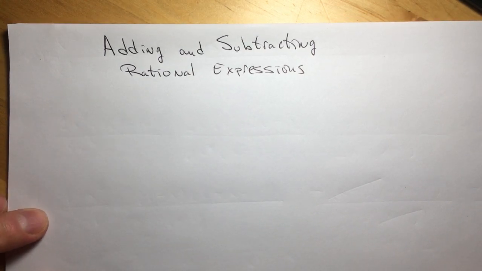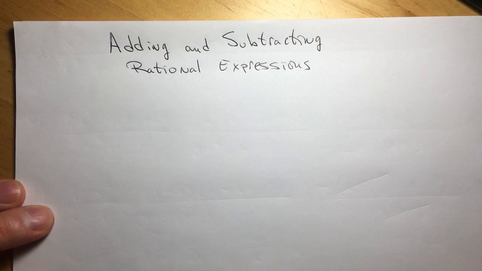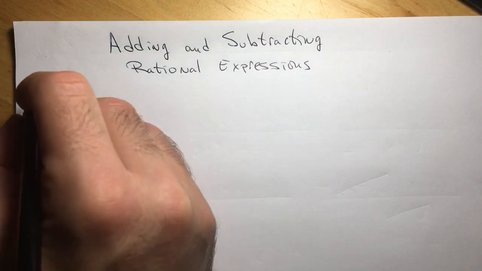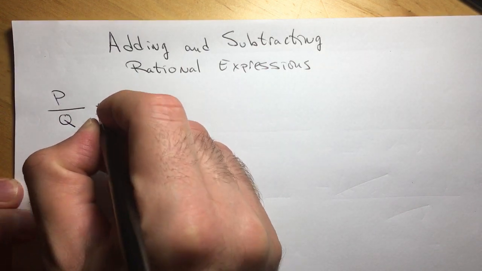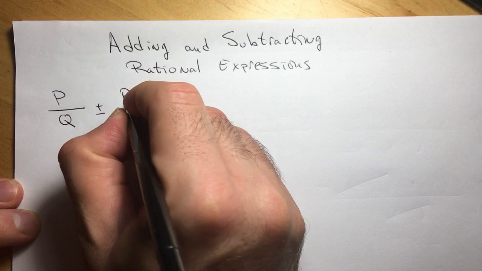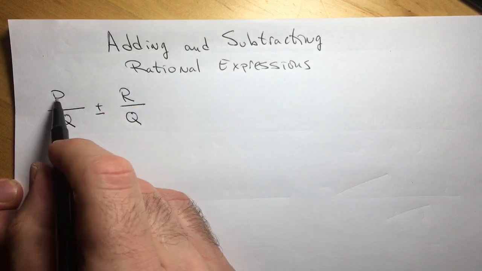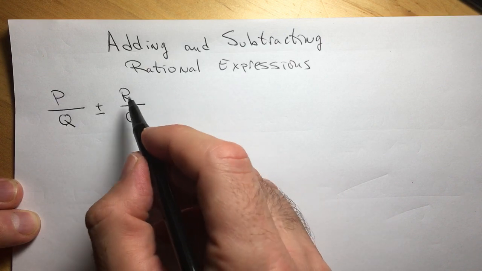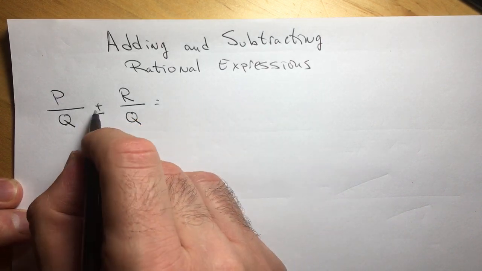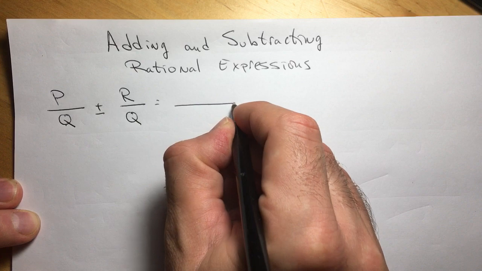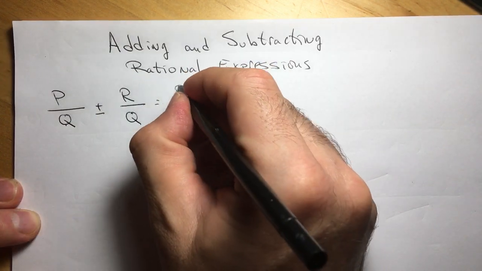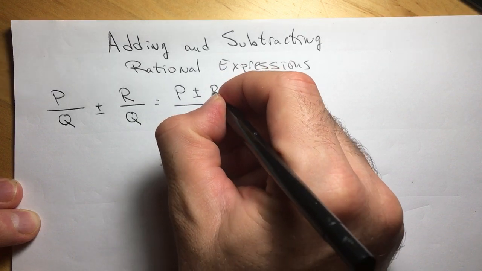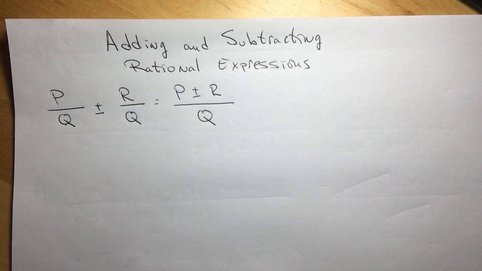Okay, in this video we will talk about adding and subtracting rational expressions. We can add or subtract rational expressions as long as they have the same denominator, right? So p over q plus or minus r over q, this addition or subtraction can be performed because the denominator is the same. And here I have p plus or minus r as numerators.